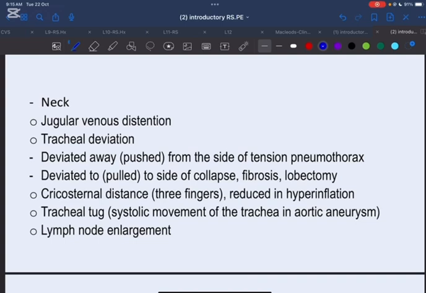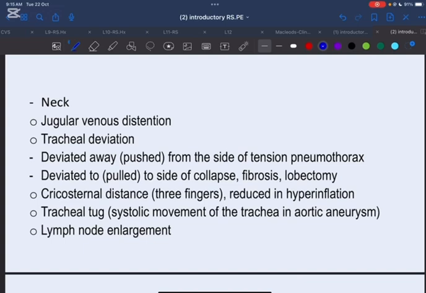Good. Deviated away, whether on X-ray or on exam, normally it should be deviated slightly to the right. If it's deviated away, meaning to the other side, what would be the cause? Or massive pleural effusion. Good.